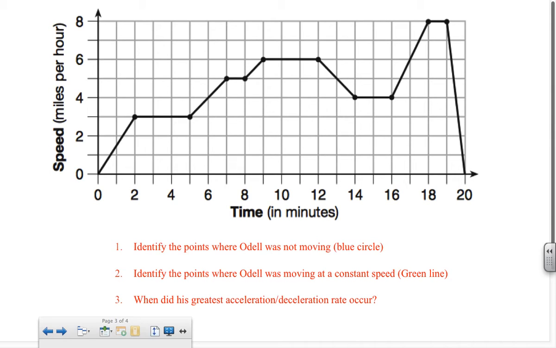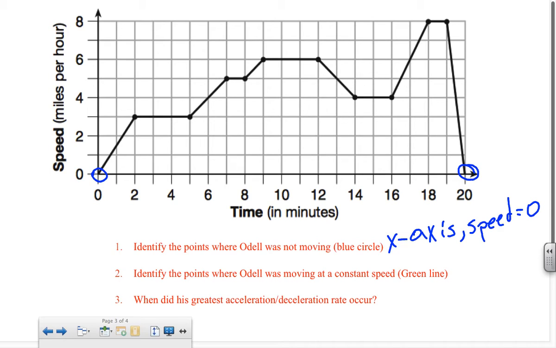Where is he not moving? Only at the very beginning, which makes sense, and at the very end. Basically, wherever the graph hits the x-axis, because that's where speed, or his movement, is equal to 0.